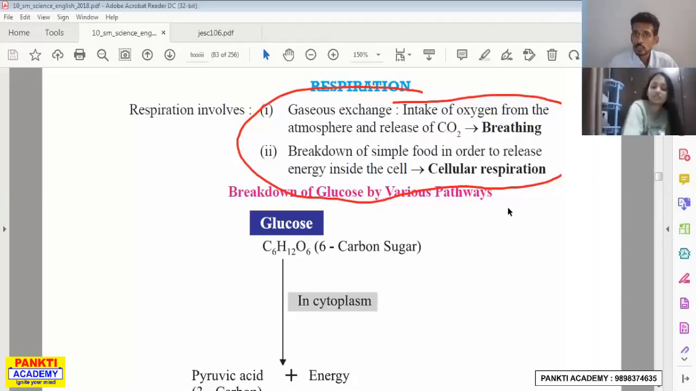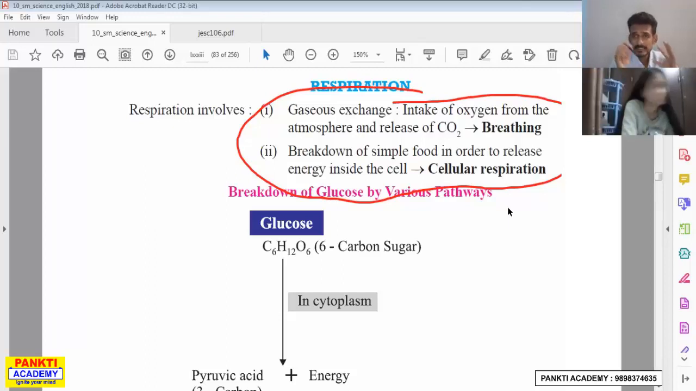Respiration involves two types of steps. The first is gaseous exchange: intake of oxygen from the atmosphere and release of CO2. This is called breathing. In breathing there are two types: breathing in and breathing out. O2 is taken in, CO2 is released. The second step is the breakdown of simple food in order to release energy inside the cell. This is called cellular respiration.